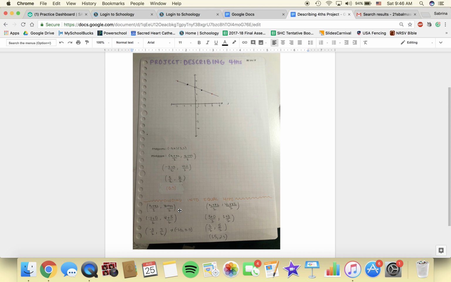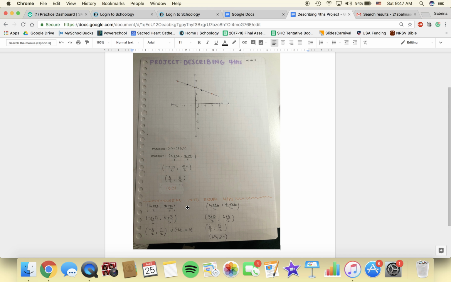Then, in order to divide my line segment into 4 equal parts, I need to use my endpoints and my midpoint to find each segment of the line. In order to do that, I first solved for the negative side of my line using my endpoint -3, 4 and my midpoint 0, 3.